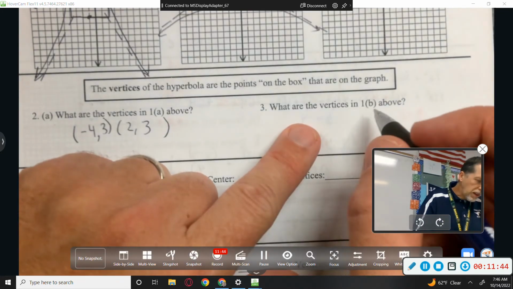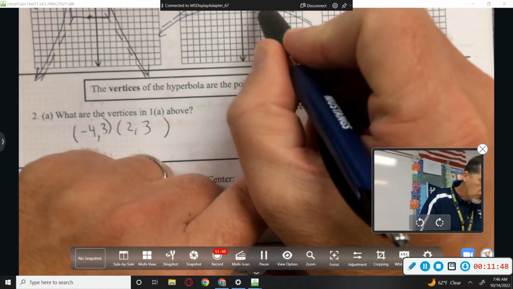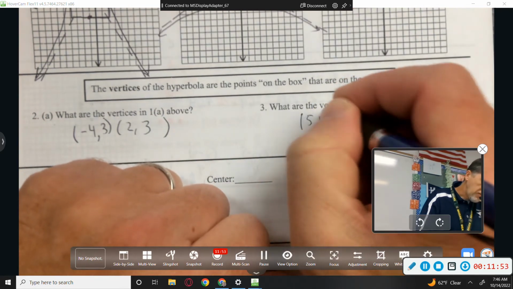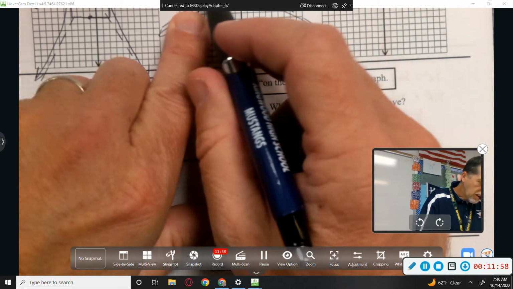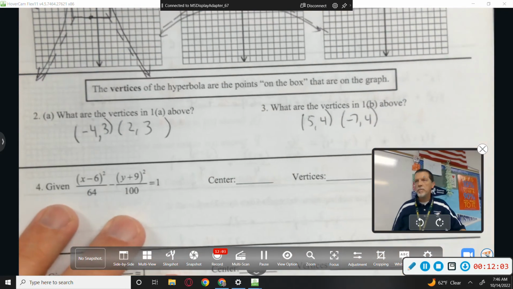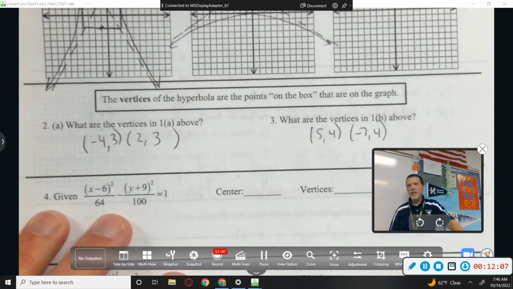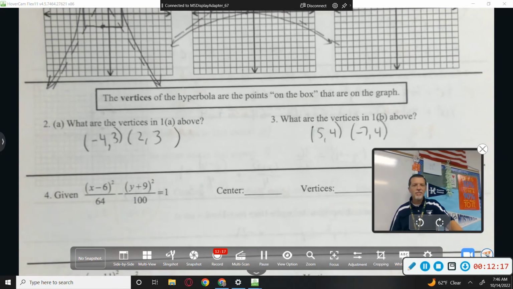For 1B, again, now you're just reading points off a graph. So this is 7th, 8th grade stuff here. So 5, 4. And then it's a long way over there, -7, 4. And again, there are formulaic ways to find those based on the center and a and b, but it's not worth thinking about. It's just graph it and give the point.